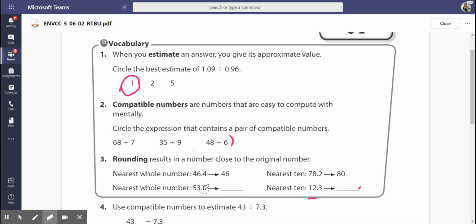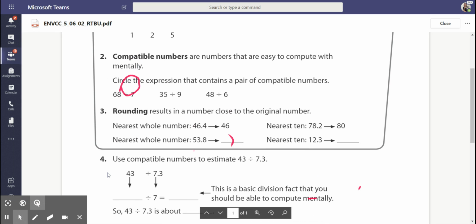All right, here we go. Why isn't it moving? All right.